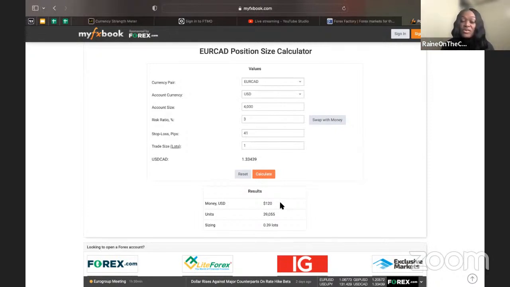I'm willing to lose $120. But whatever you're willing to lose, that's what you're going to go with. Do not risk more than you're comfortable with losing. So whatever you decide, you're going to have your lot size here. It says sizing 0.39. So that's what you're going to use in your MetaTrader 4, right?